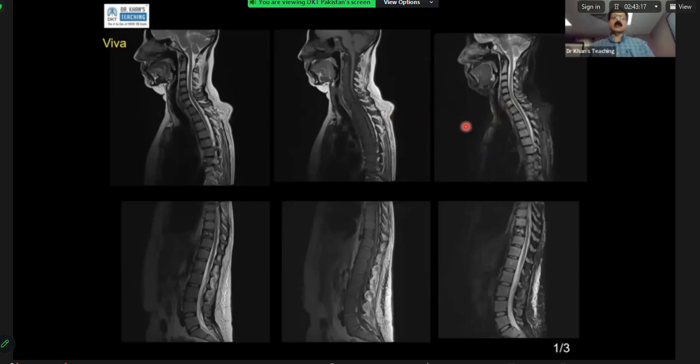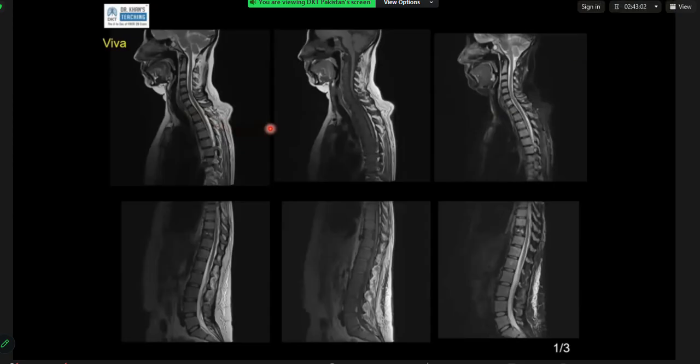Okay. So, that high signal intensity, I'm not interested, but tell me about rest of the marrow, whole of the vertebra. Sure. Whole of the spine.